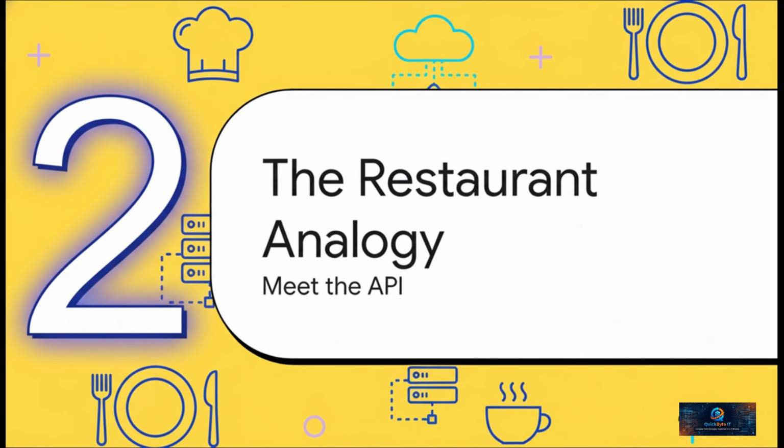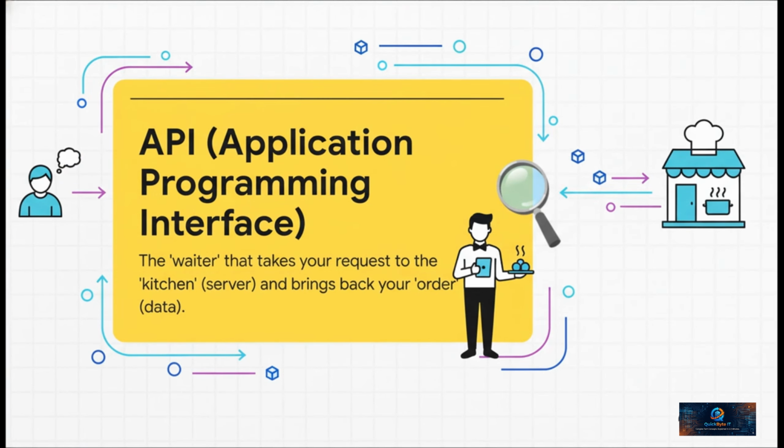Let's talk about something we all understand. A restaurant. Seriously, this simple analogy is probably the best way to understand what an API is actually doing behind the scenes. So an API stands for Application Programming Interface. But let's stick with the analogy. The API, it's the waiter. You, or rather your app, you're the customer, the client. You know what you want, but you can't just barge into the kitchen, the server, and start grabbing ingredients, right? No way. You need the waiter.